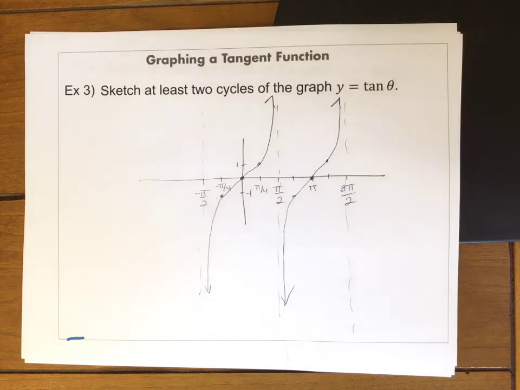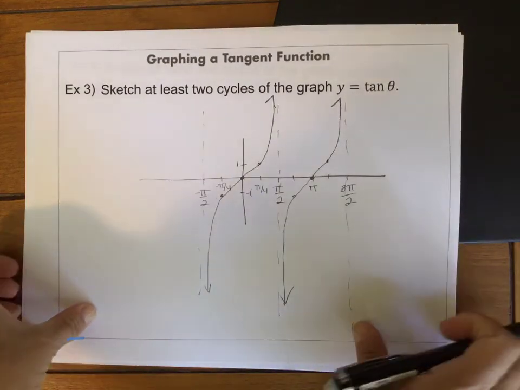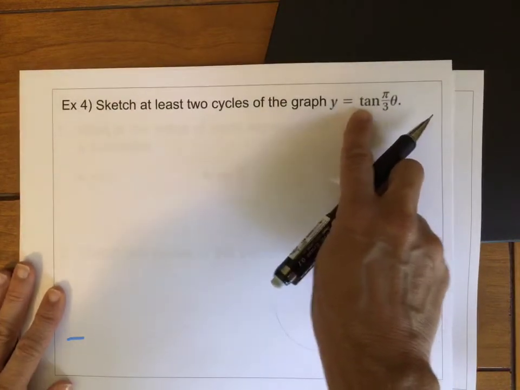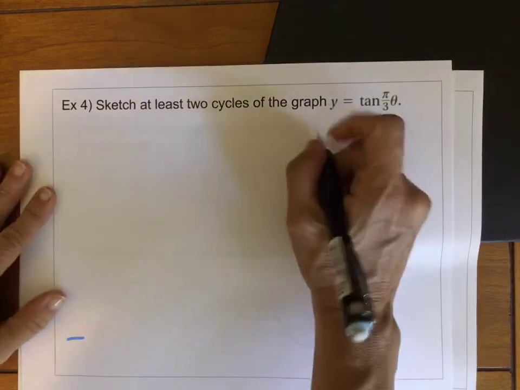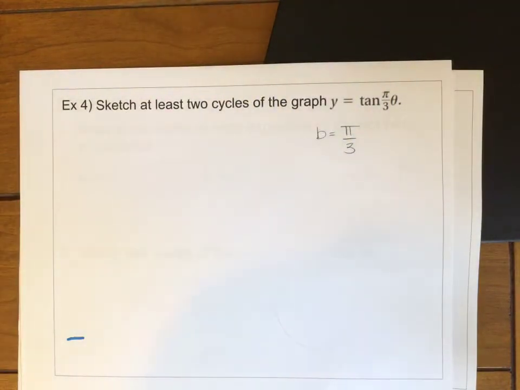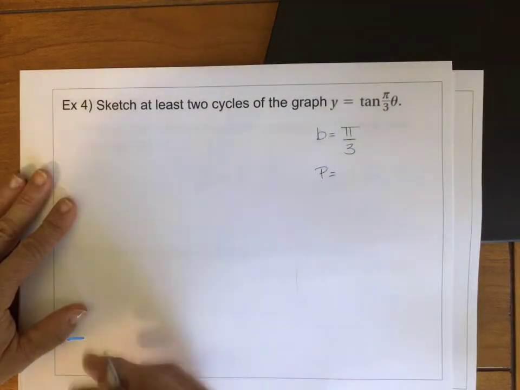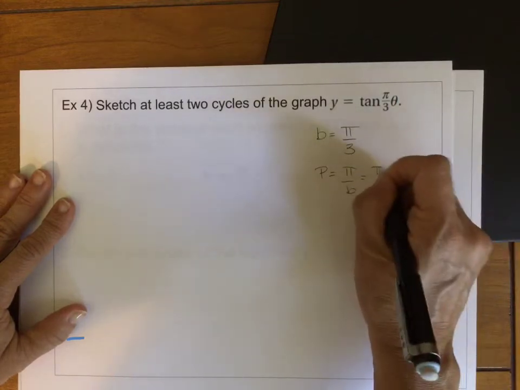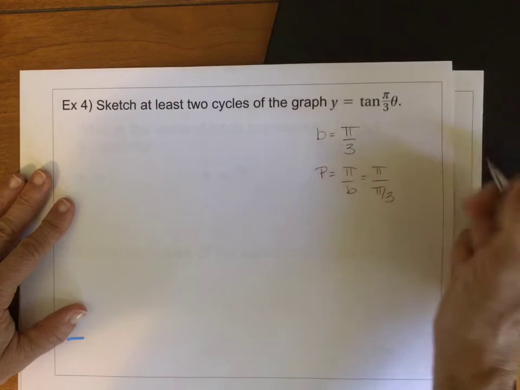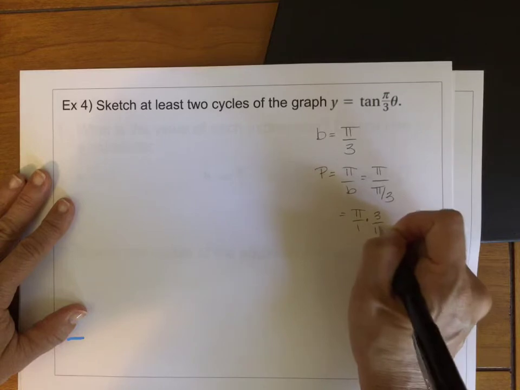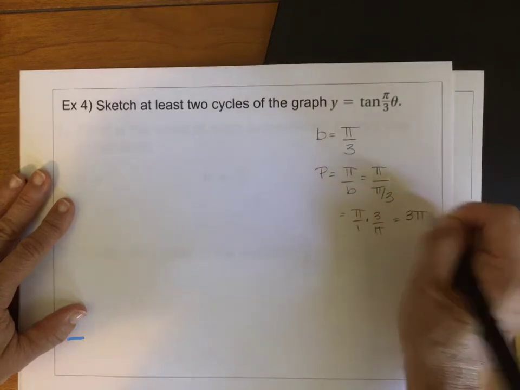All right, so let's graph something that's not the parent function. So here, I still have an amplitude of 1. Notice I don't have a value in front, but I have a b value of pi over 3. So a couple things that we learned in task number 1. We want to figure out what our period is. So the period is pi over b. So it's going to be pi divided by pi over 3, which really is going to be pi over 1 times 3 over pi. So here's my period is 3 pi.